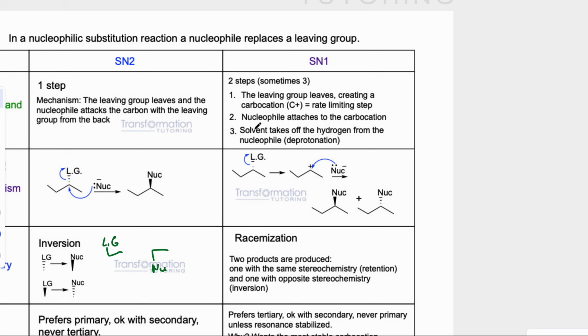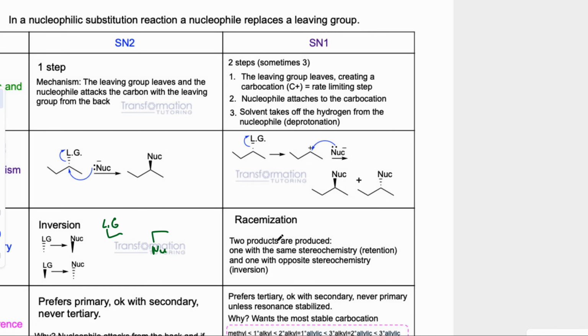There is usually a third step, which I will show you once we do a real problem, where solvent takes off the hydrogen from the nucleophile in a step called deprotonation, and I'm going to show that to you very soon. For stereochemistry, we make two products, because when we go through a carbocation, the nucleophile could attack from the top or from the bottom. You can either put the nucleophile on a wedge or on a dash, which is called a racemic mixture. So in SN1, racemization happens.